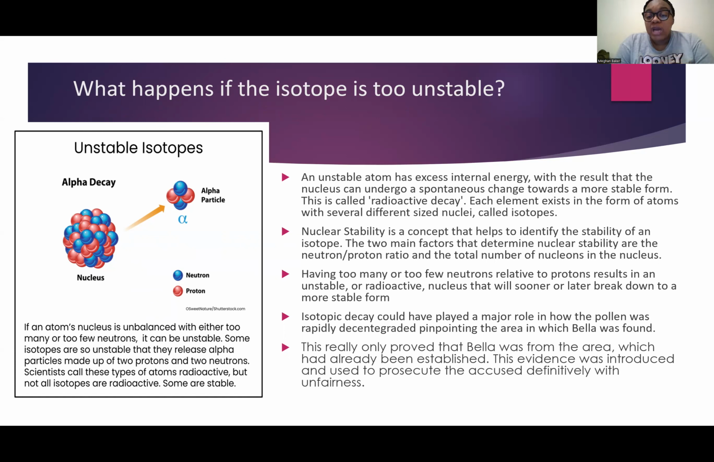So the isotopic decay could have played a major role in how the pollen was rapidly disintegrating, pinpointing the area in which Bella was born. Again, the issue in this rebuttal is that this really only proved that Bella was from the area of New England, which had already been established. This evidence was introduced and used to prosecute the accused definitively with unfairness.